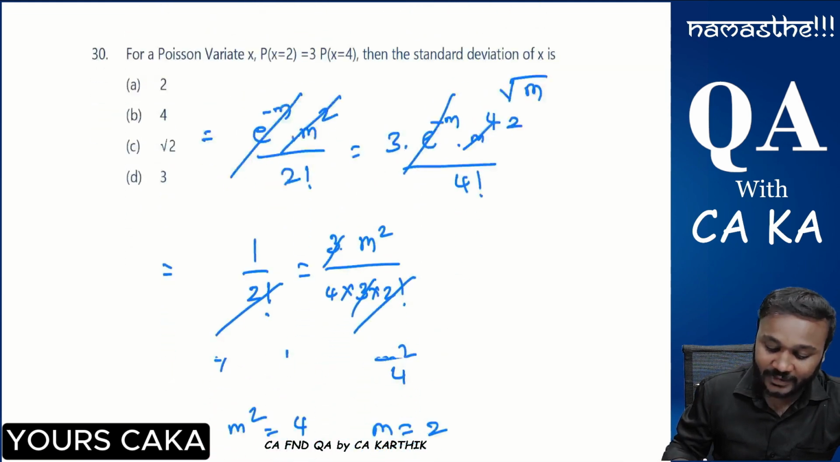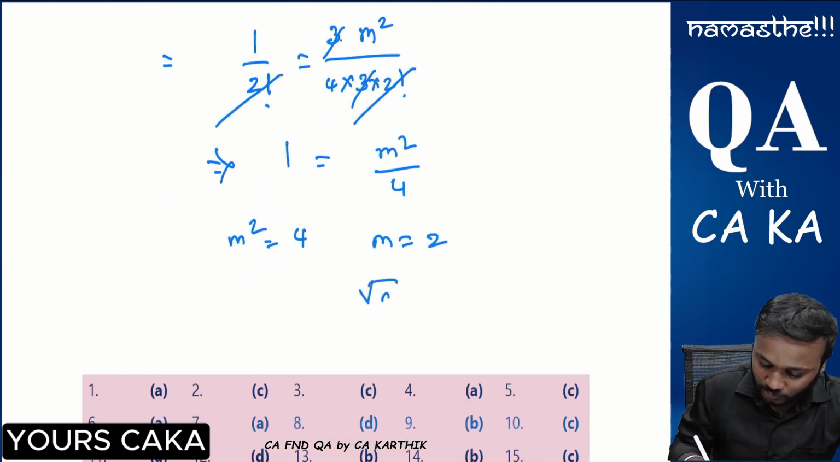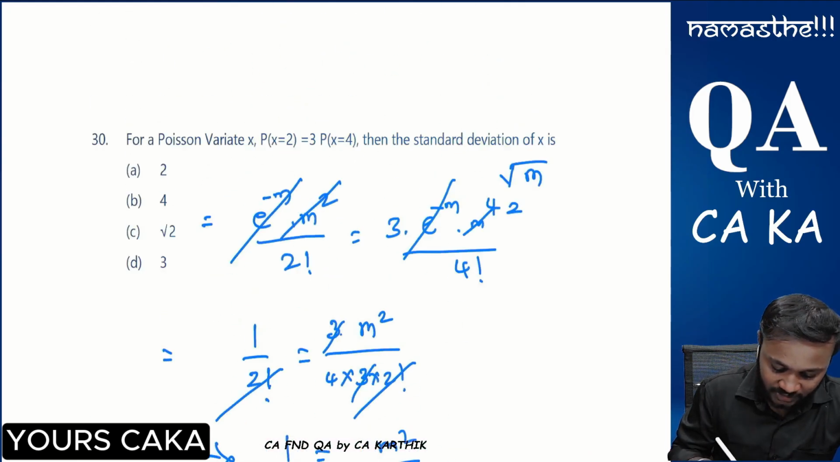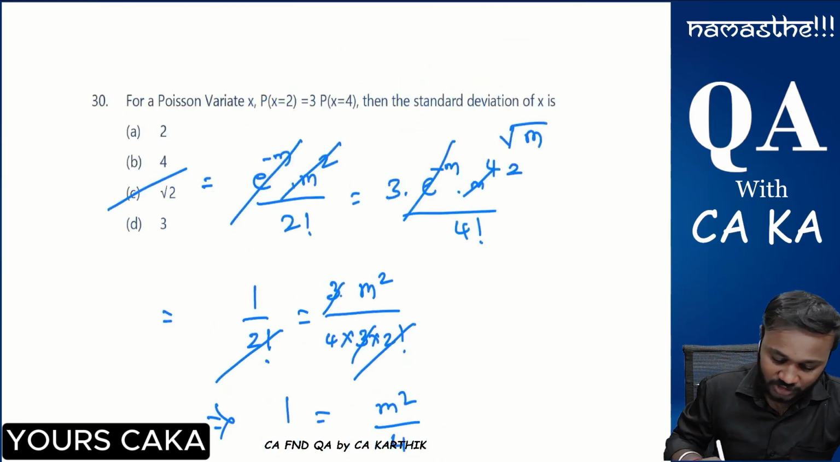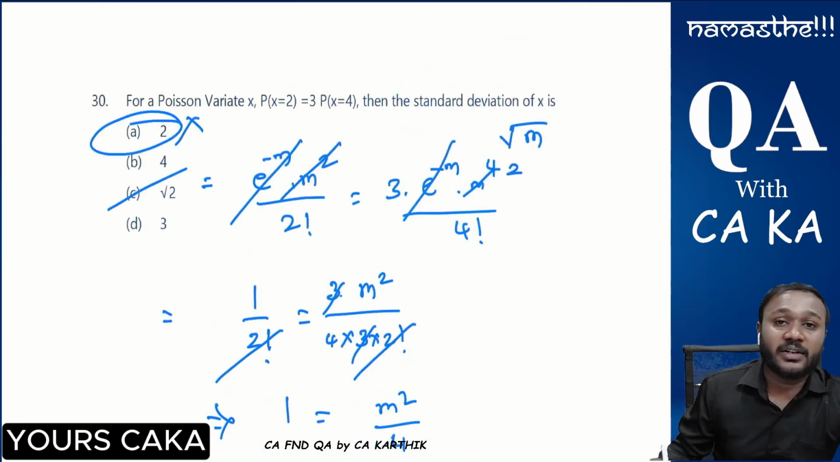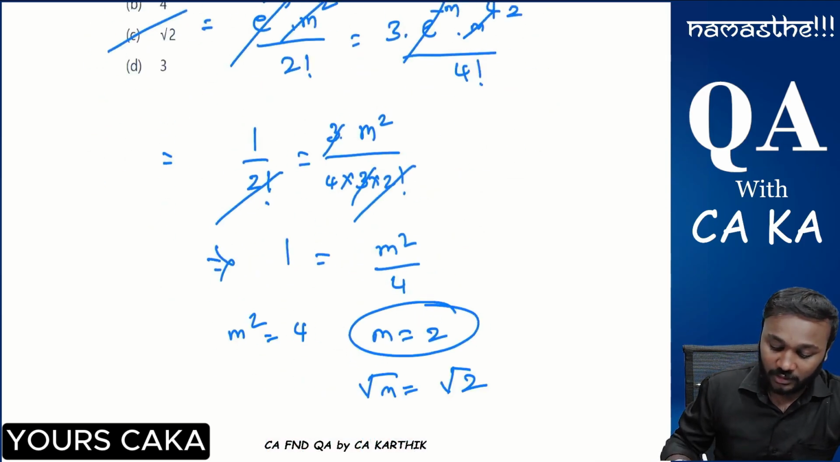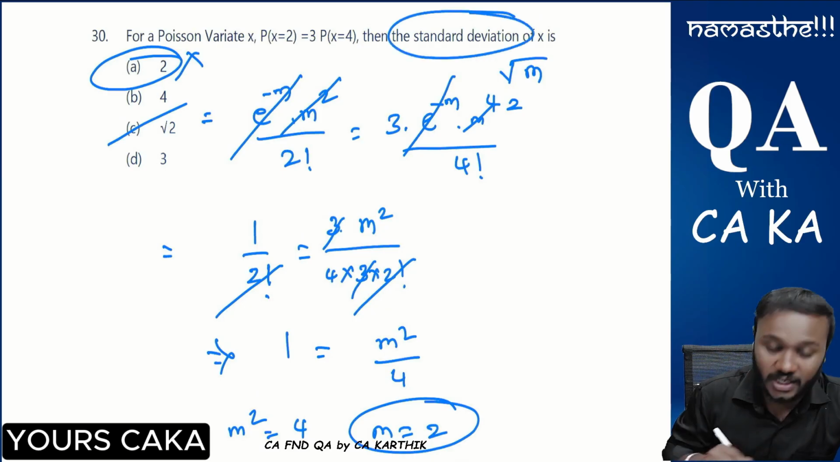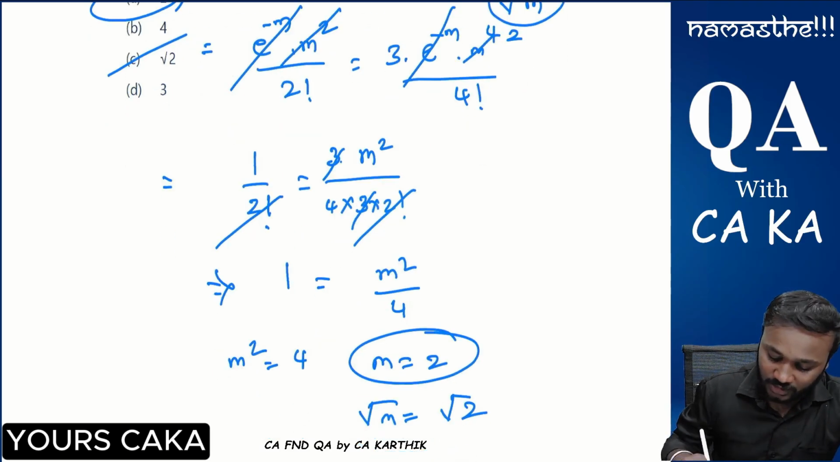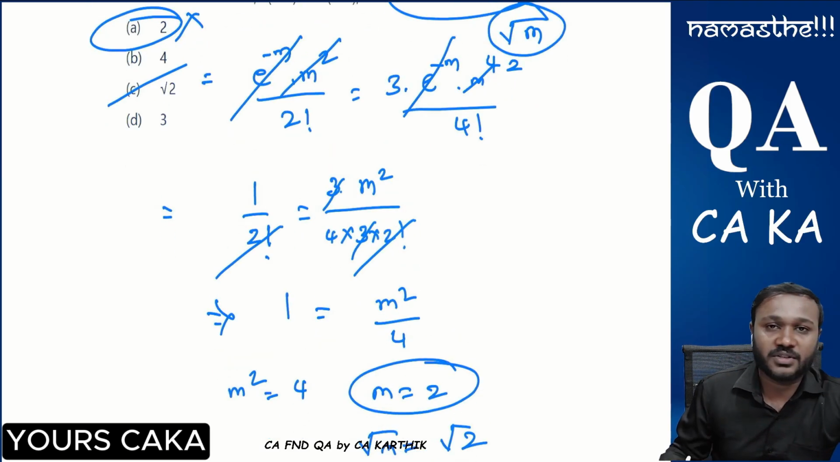But our question is standard deviation, so we need root m. So root m is equal to root 2. Option C is your right answer. So don't be in a hurry. If you see, m is equal to 2 is an option available, but this is not the right answer. M is equal to 2 is the value of m, but we need standard deviation. The standard deviation formula is root m. That is the reason your answer is root 2. Option C is the right answer.